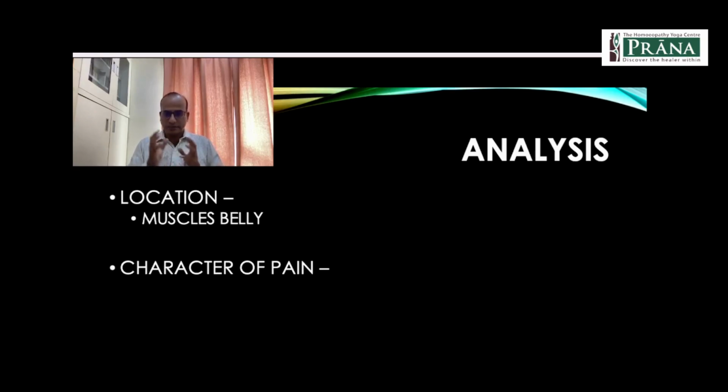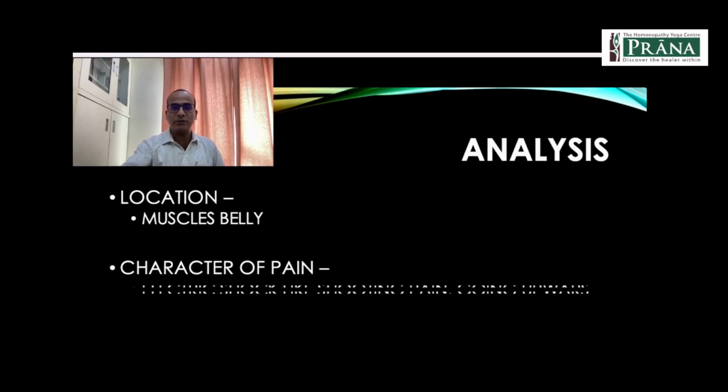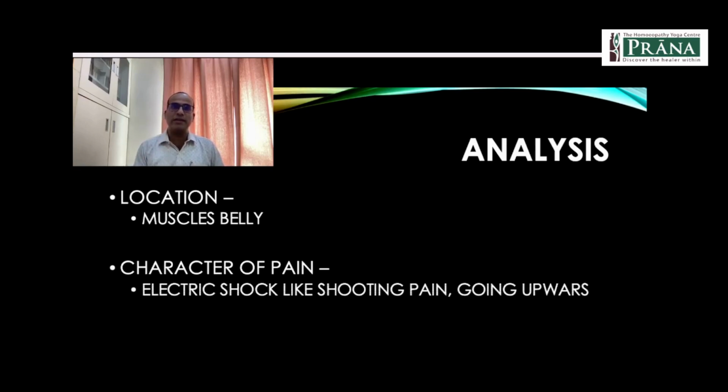So what I thought: it is a known case of rheumatoid arthritis, yes, but the pain is maximum in the muscle bellies. This is the exact location I want in my remedy, and it has to be a rheumatic remedy also. And then the character of pain: electric shock like shooting pain, which is going upwards. So this kind of pain and muscle belly location are the two most characteristic symptoms in the case.